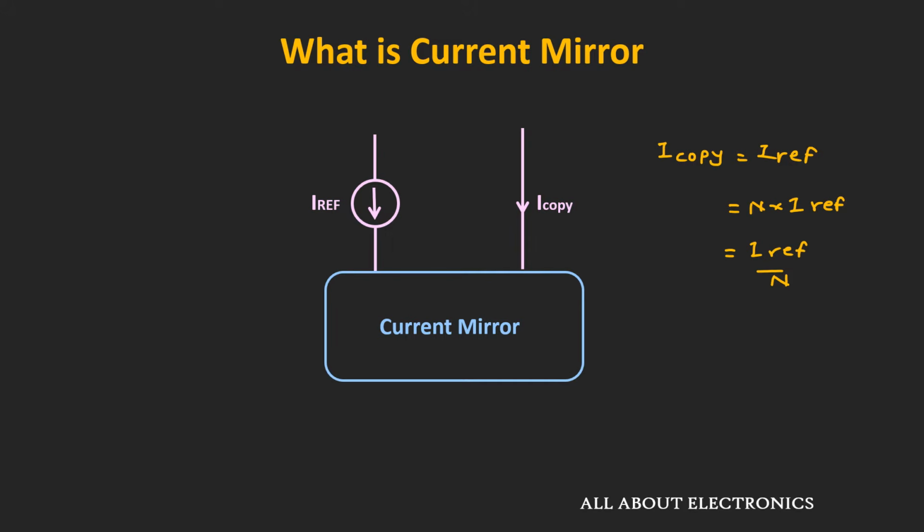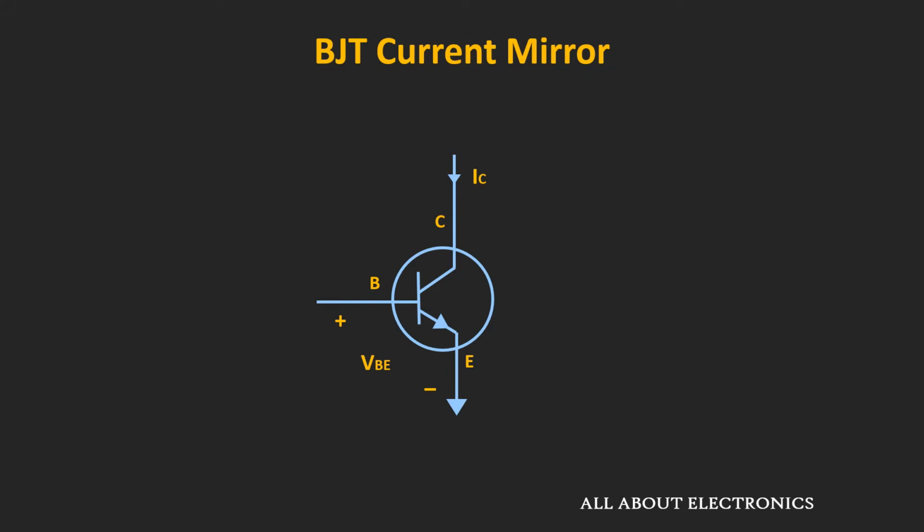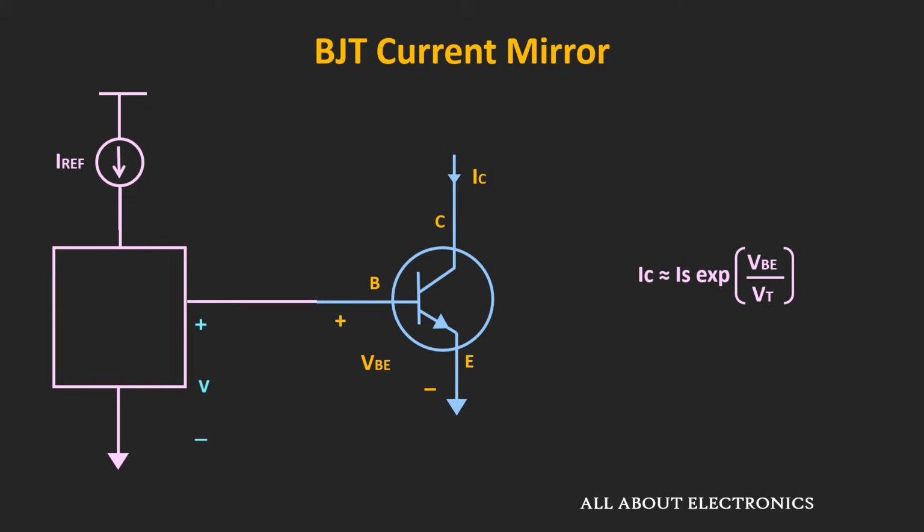So now let us see how it can be designed using the BJT. Now we know that the BJT can be used to generate the current source because the collector current IC is a function of the voltage VBE. That means by controlling this voltage VBE, we can control this collector current. So to generate this current mirror, somehow we need to sense this reference current and convert this current into a voltage. And we need to apply this voltage between the base and the emitter of this transistor, so that this collector current IC is proportional to the reference current.